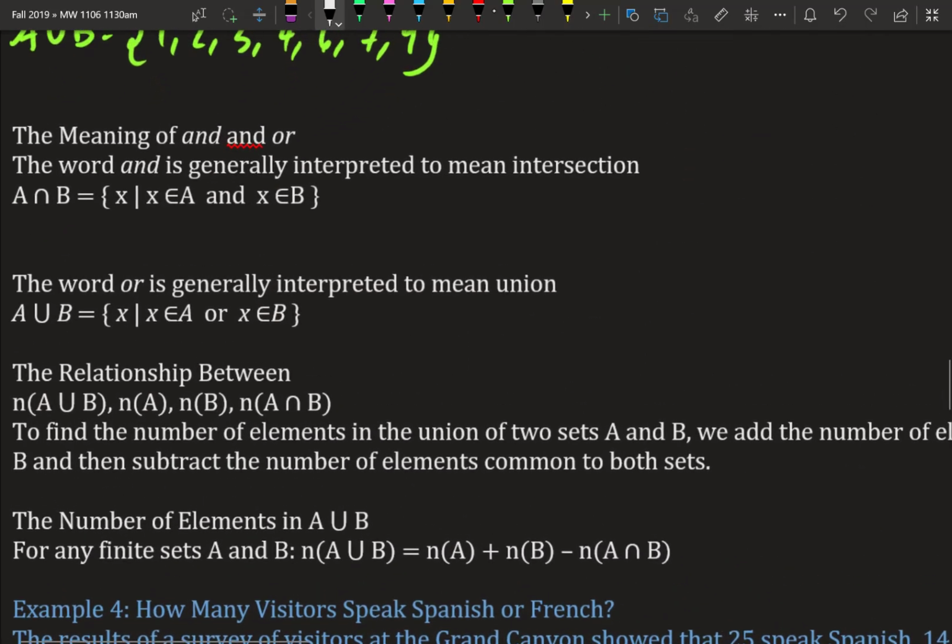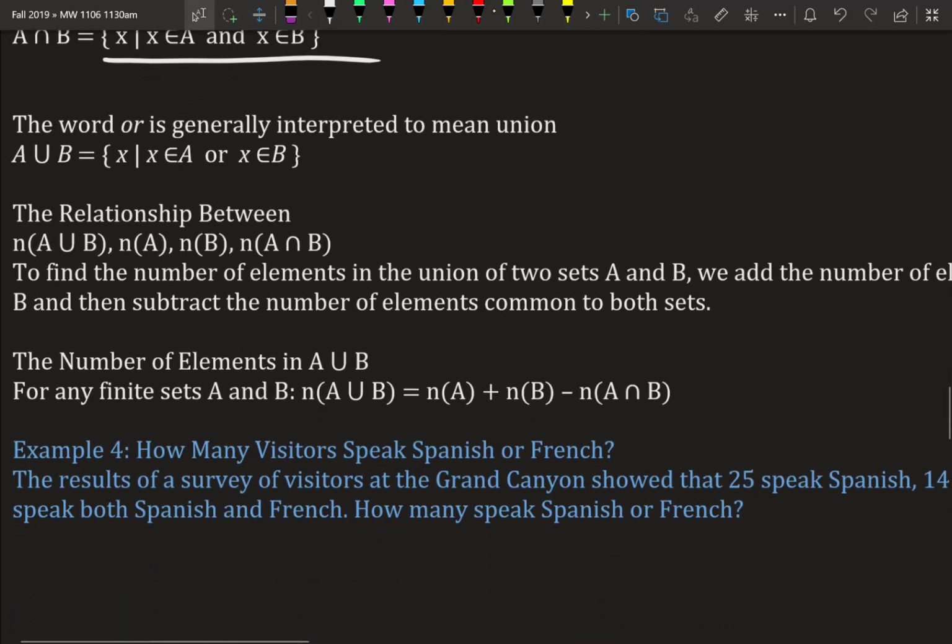The meaning of and, or. The word and is generally interpreted to mean intersection. The word or is generally interpreted to mean union. And this part right here is just saying x such that x is an element of A and x is an element of B. That's all that's saying.